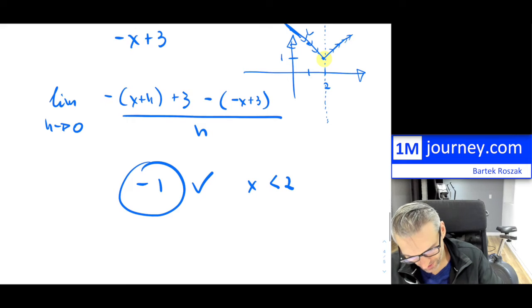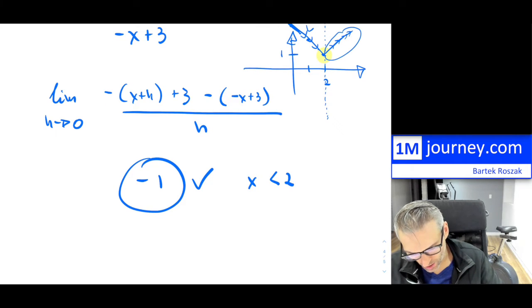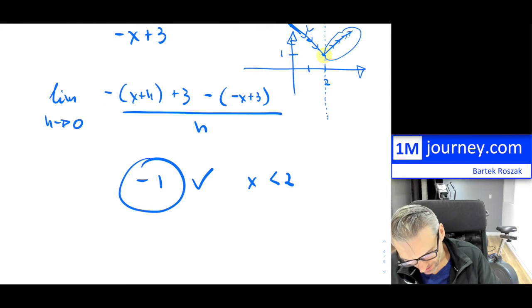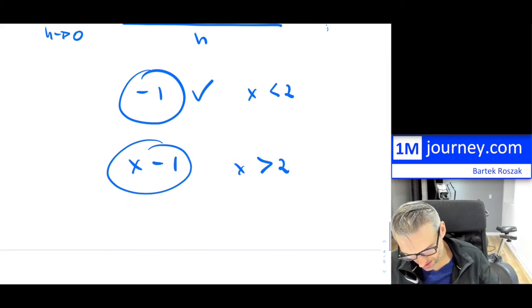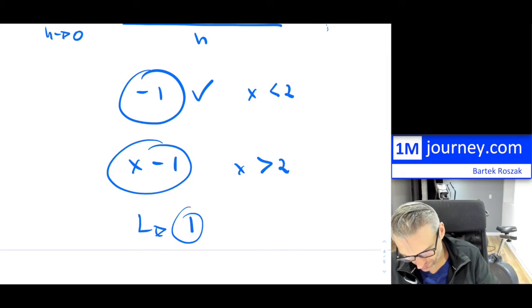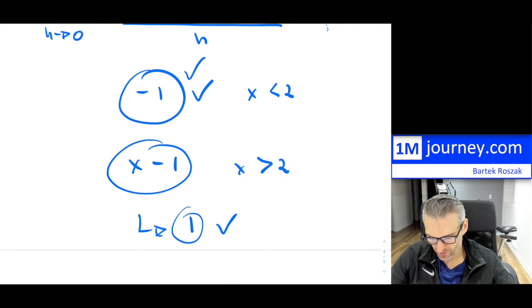And now for this one, the slope is 1. If you carry it through, you'll notice this would have dropped to 0, and this is to 1, so -1. So your other one is x minus 1. That's your second one. This is for x greater than 2, and this will have a slope of 1. So -1 over here, and then the +1 over here.